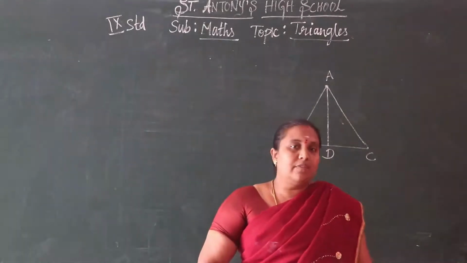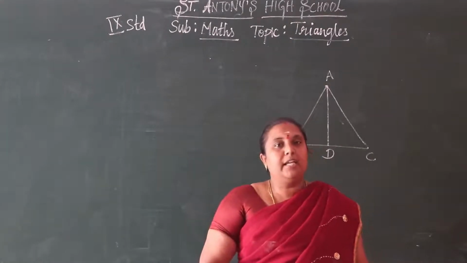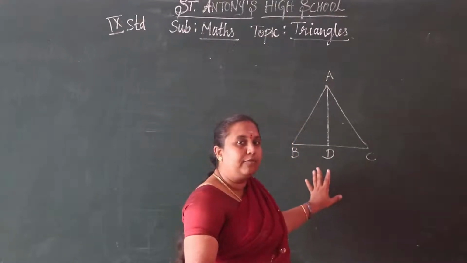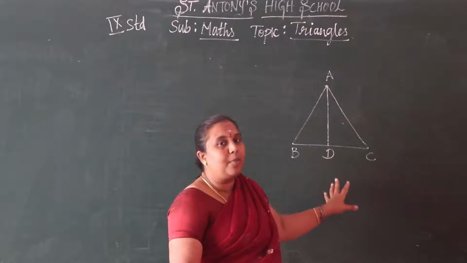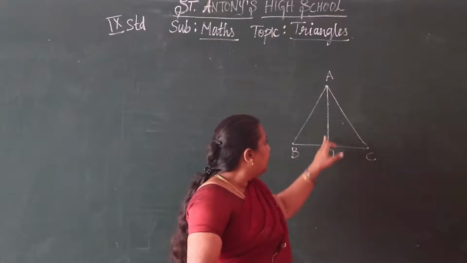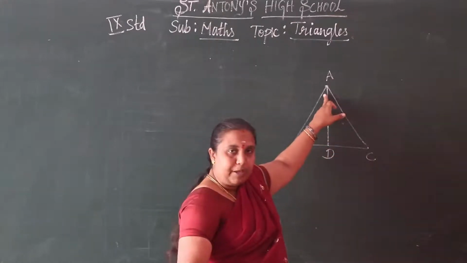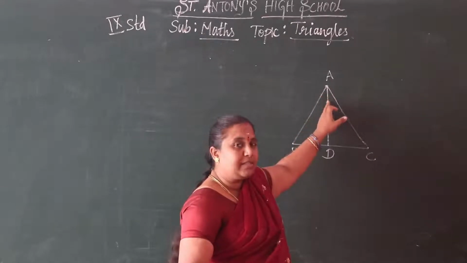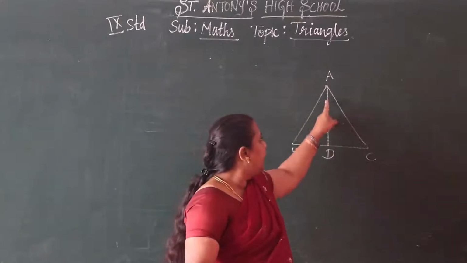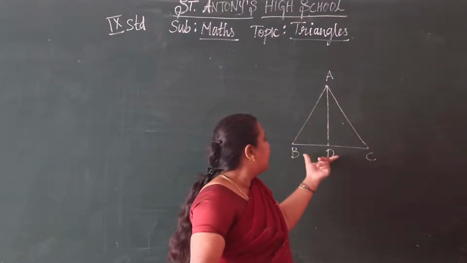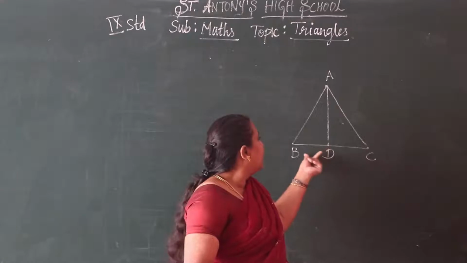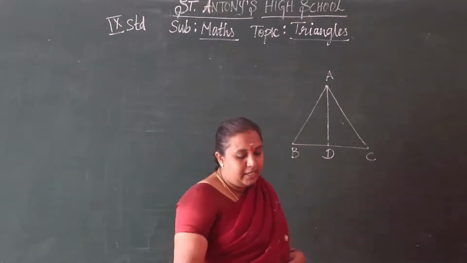Okay, I told you the converse of the property: angles opposite to equal sides are equal. This is the proof of the converse of that property. Here it is given that AD is the angle bisector of angle A, and it is perpendicular to BC. So AD is the angle bisector of angle A and perpendicular to BC. So here it is given that angle B equals angle C.